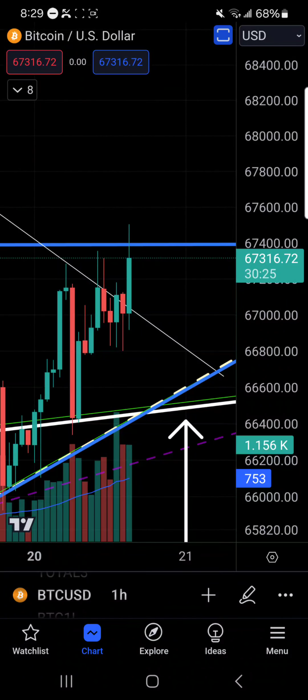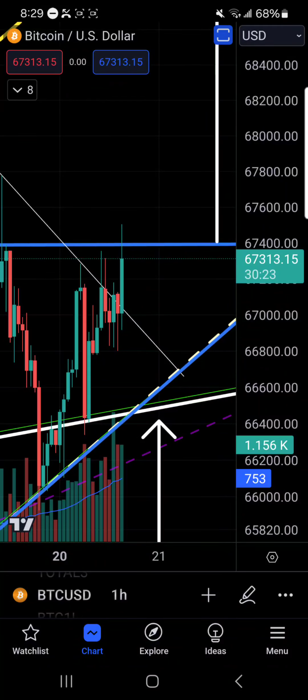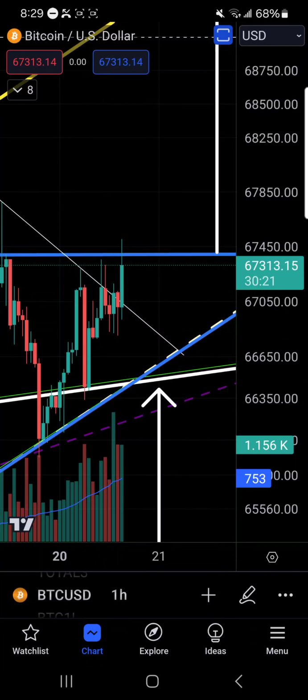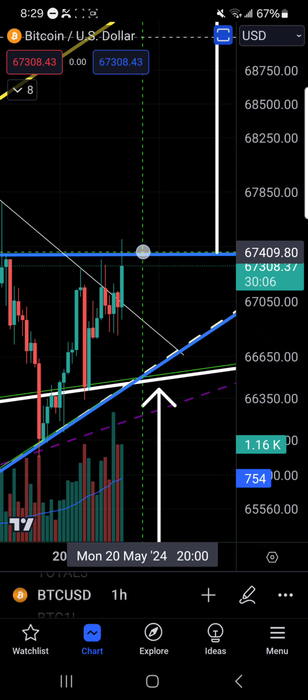Oh, look at that. Yeah, we pierced the top of the triangle there. Great. So let's see what happens with the rest of the day. Possibly we got 30 minutes in this. That'd be nice if we could start a 4-hour candle right on top of this triangle in the next 30 minutes. So let's see what happens.